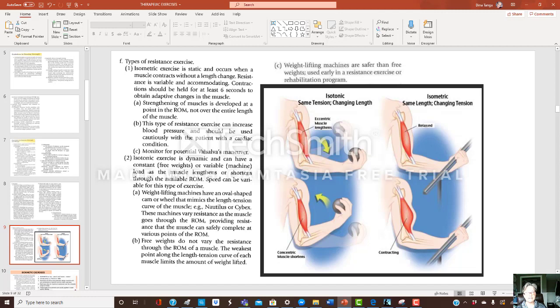These machines vary resistance as the muscle goes through the range of motion, providing resistance that the muscles can safely complete at various points in the range of motion. Free weights do not vary the resistance through the range of motion of a muscle. The weakest point along the length tension curve of each muscle limits the amount of weight lifted. Weightlifting machines are safer than free weights, used early in a resistance exercise or rehabilitation program.